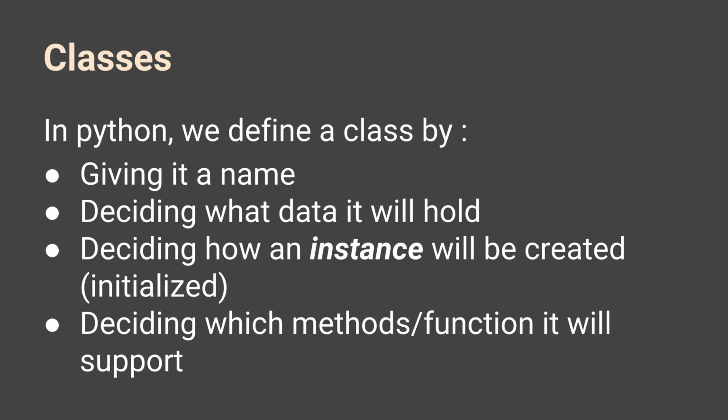We're going to decide how an instance will be created or initialized. We're actually going to create sort of like a factory method that builds our class and initializes it properly so it can begin to be used. And we're going to decide what methods or functions it should be able to support. So for instance, the string object in Python has a substring function. It has a find function. It has a split function. The list has an append function. It has a sort function. Well, we're going to define functions for our new data types as well.